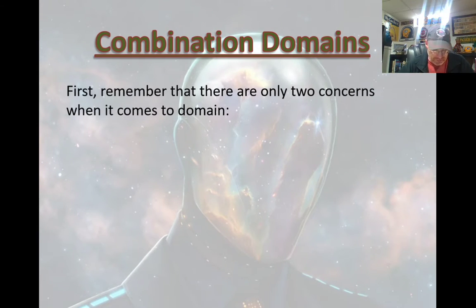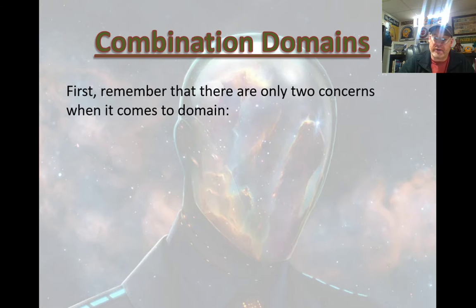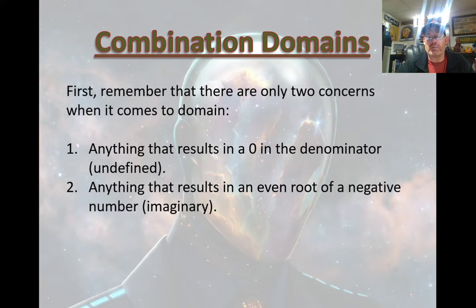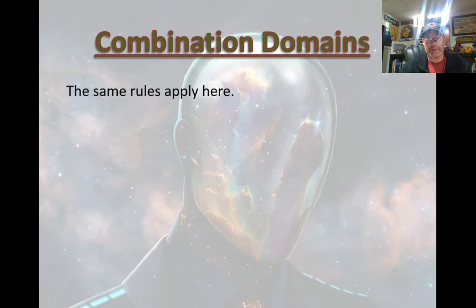All right, now we're going to talk about the domain of combination functions. And thinking back to when we were talking about domain earlier, there were only two things that we really concerned ourselves with. You can't divide by 0, and you can't have an imaginary number. So anytime you had a quotient, you had to be concerned about whether or not the denominator could be 0. And anytime you had an even radical, you had to make sure there were no negatives underneath it. So that's what you're keeping in mind, even with these combination domains. Because the same rules apply here.